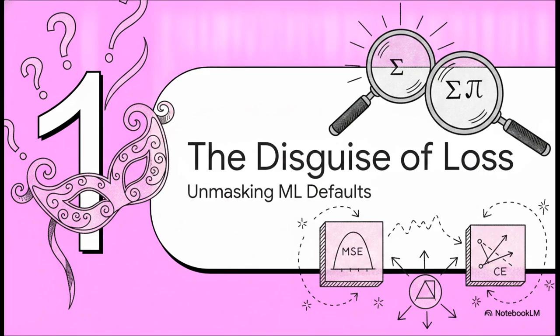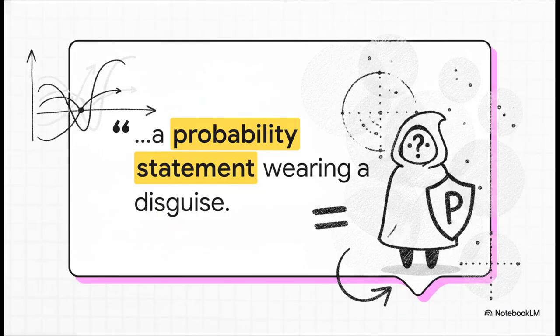Okay, part 1, the disguise of loss, or unmasking your ML defaults. So you know that illusion we all kind of fall for? We blindly accept coding conventions, like using mean-squared error for regression, simply because a framework defaults to it. But I really want you to absorb this quote from our source material. Every loss function you've ever called dot backward on is a probability statement wearing a disguise. It is not just some arbitrary equation somebody made up. It's a strict, undeniable mathematical consequence of what you believe about your data.